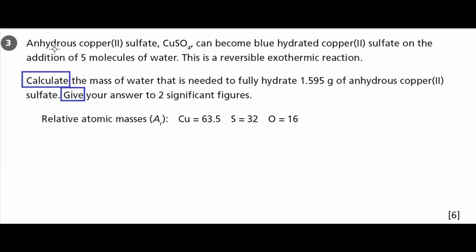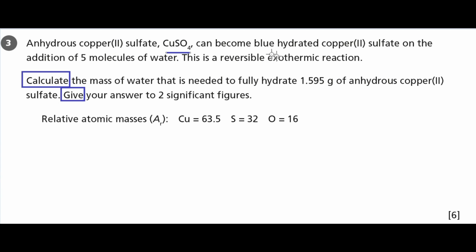They've told us that anhydrous copper 2 sulfate has the formula CuSO4. That's really important. But let's look at what these words mean. What does anhydrous mean? It means without water. What does the Roman numeral 2 mean after the copper? This tells us that copper has a 2+ charge, because remember copper is a metal, so it must have a positive ion, and the number 2 in Roman numerals tells me the charge on that.